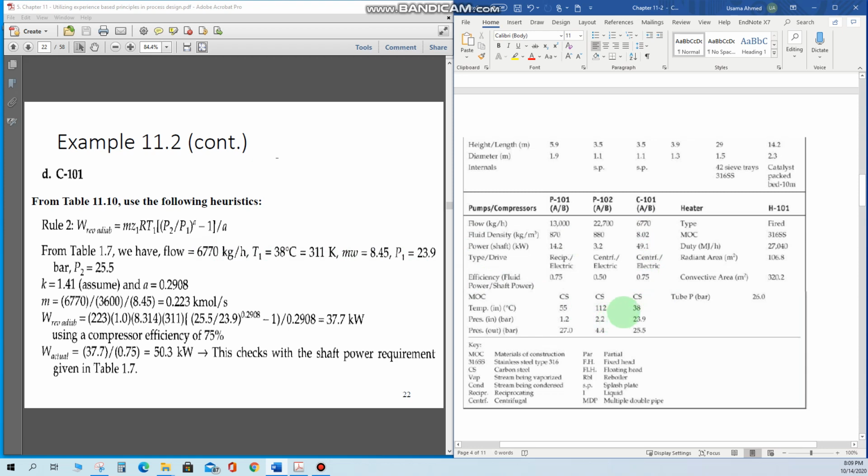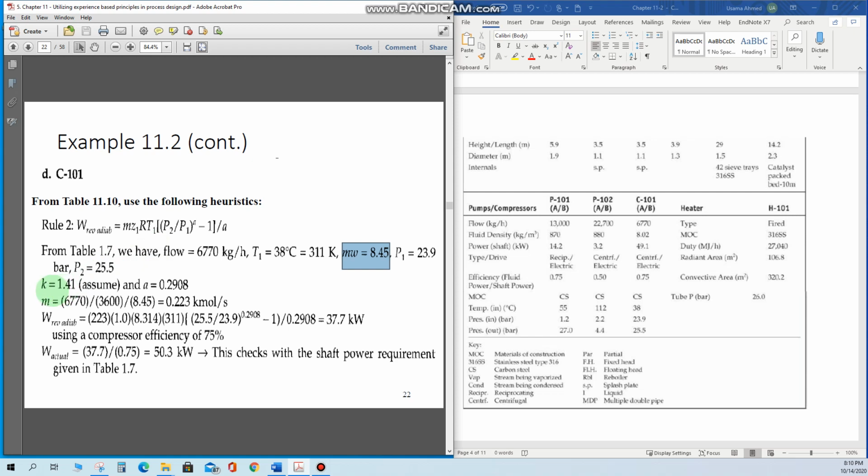T1 is 38 degrees centigrade, so you can see the inlet temperature in Kelvin is 311 Kelvin. For the average molecular weight, you can go to the inlet stream of the compressor. You are provided with the component fractions or the flow rates, so you have to use the molecular weight of each component and estimate the average molecular weight yourself. P1, the inlet pressure, is 23.9, given here. Outlet pressure is 25.5, also given here. So some of the data for this equation is already provided, and we can use it directly.